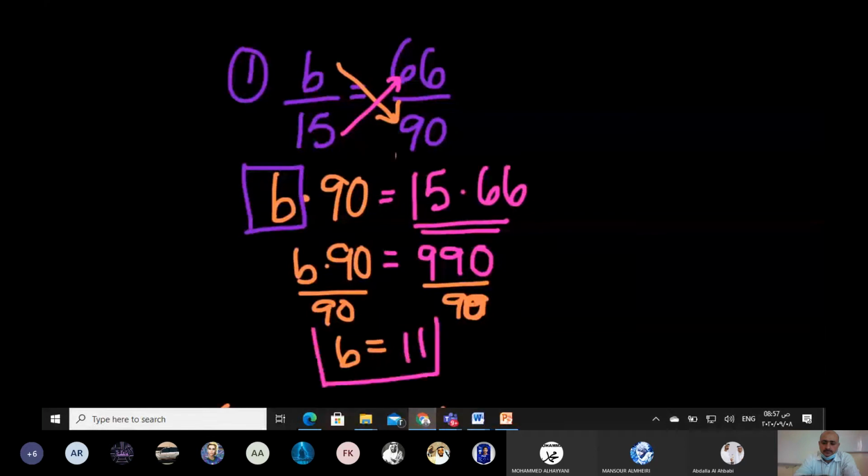So there is our final answer. B is equal to 11. So essentially, we would then be able to replace this. We could say 11 is to 15 as 66 is to 90.